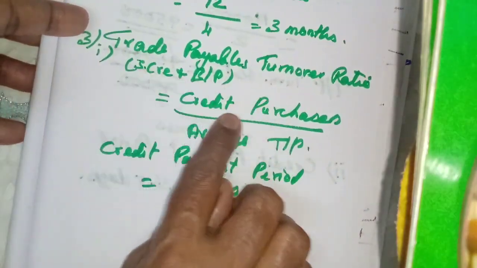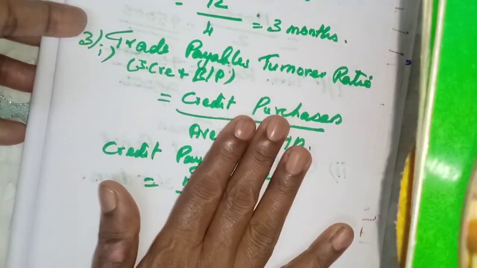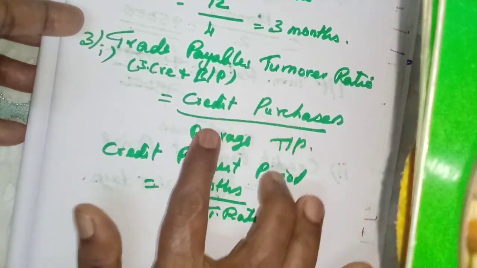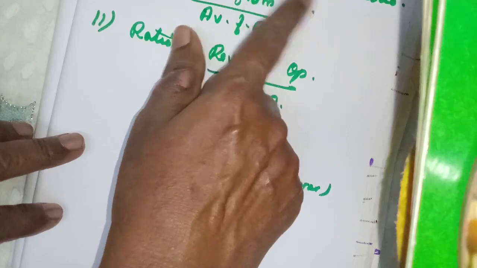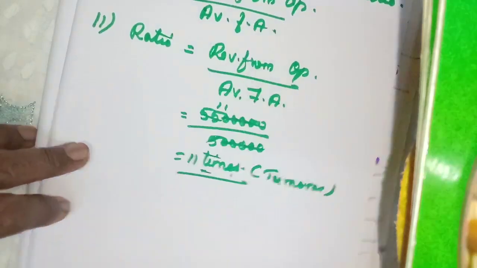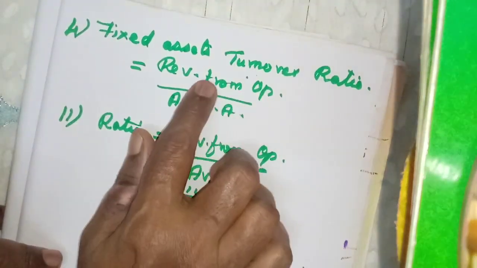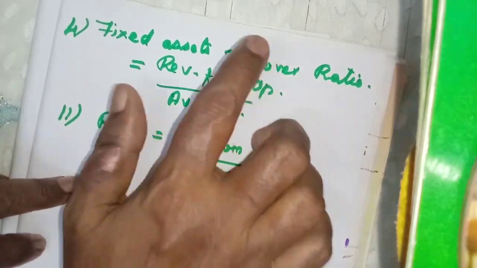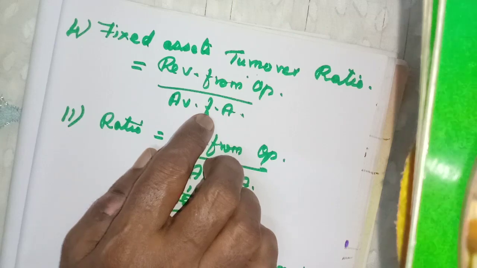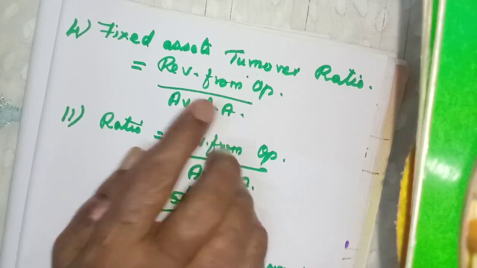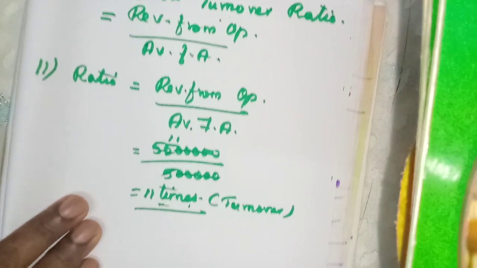Then for the third one, trade payables. This is related to credit purchases. The same logic, so you don't have any doubt. Credit purchases. And the last one, fixed assets turnover ratio. Fixed assets turnover means revenue from operation. Here we do not write the cost of revenue from operation, we write only the revenue from operation. In this way, you can study the formulas correctly.